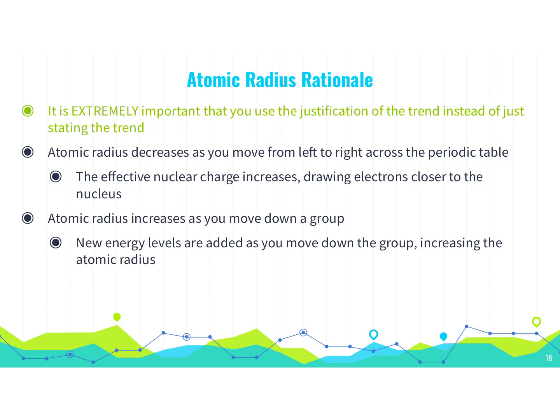Another thing that's extremely important whenever you're making a justification, say on the AP exam or on one of the exams in class, is that you justify the trend instead of just stating the trend. It's not enough to just say atomic radius decreases as you go across a period. What you need to do is justify it. And a great justification, again, I keep bringing it up, is Zeff. The effective nuclear charge increases, which draws electrons closer to the nucleus.